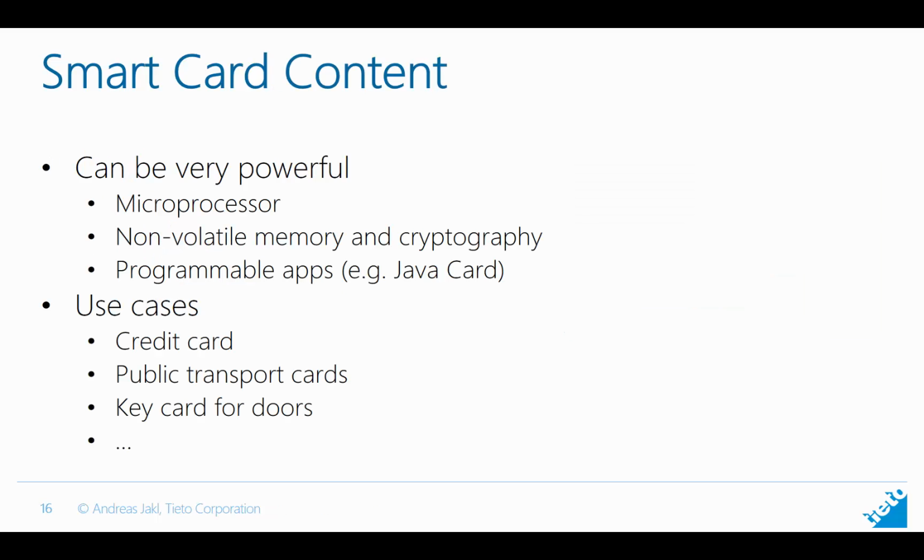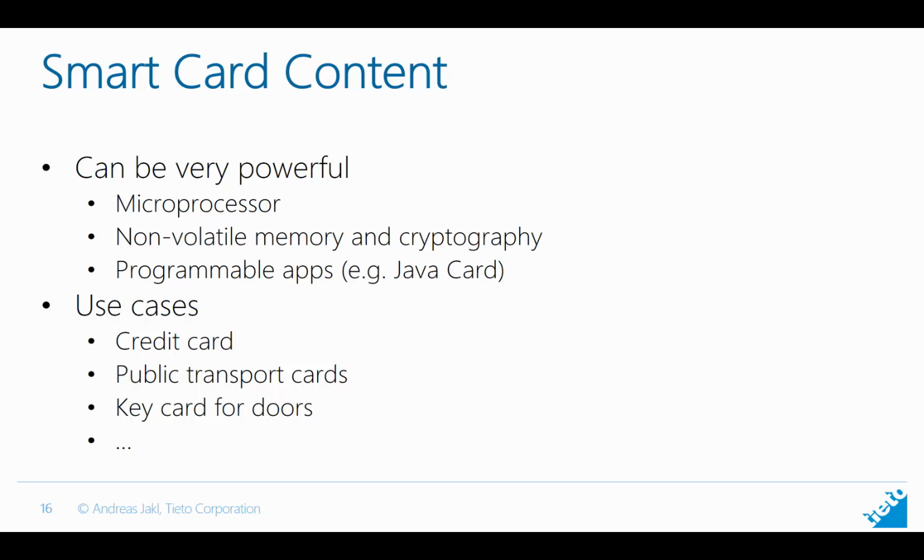So the smart card content can actually be very powerful. There's a real microprocessor inside the smart card, which is usually a lot more powerful than the one in simple NFC tags. It also has non-volatile memory, so you can store a lot more data than on simple NFC tags. They usually support cryptography and highly secured hardware-encrypted data. And you can actually also put real apps on the smart cards.